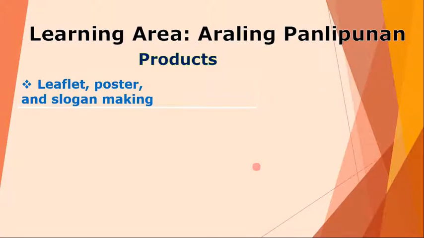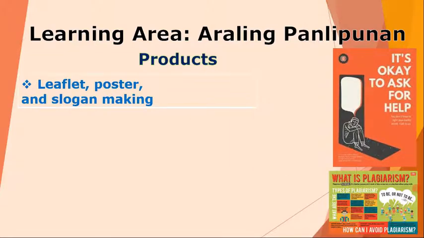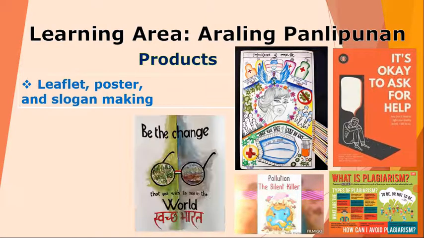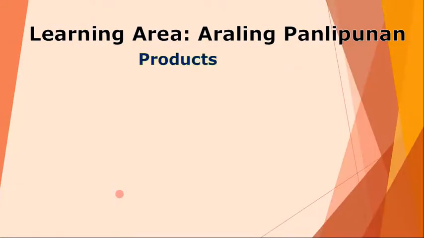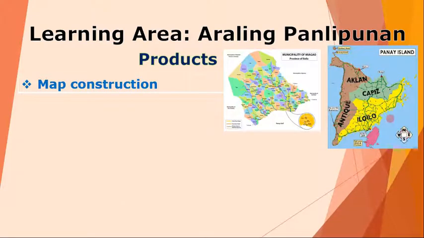Leaflet, poster, and slogan making. We have a leaflet, it's okay to ask for help. And another one is what is plagiarism. Then we have posters and slogan. Be the change here that you wish to see in the world. And another slogan. Genius is 1% inspiration, 99% perspiration. For the product still, we have map construction, the map of the Panay Island and Municipality of Miagao.